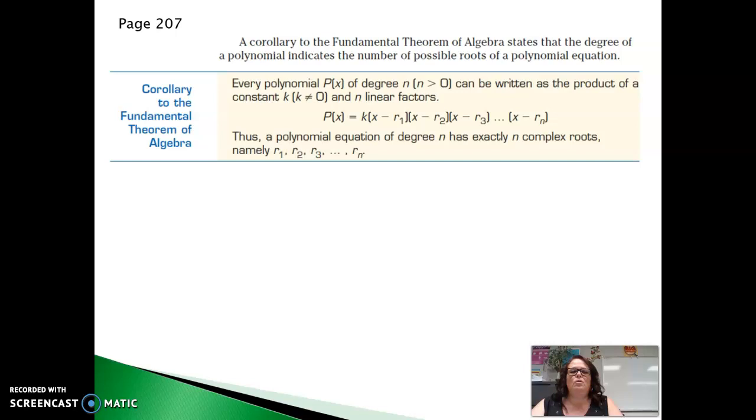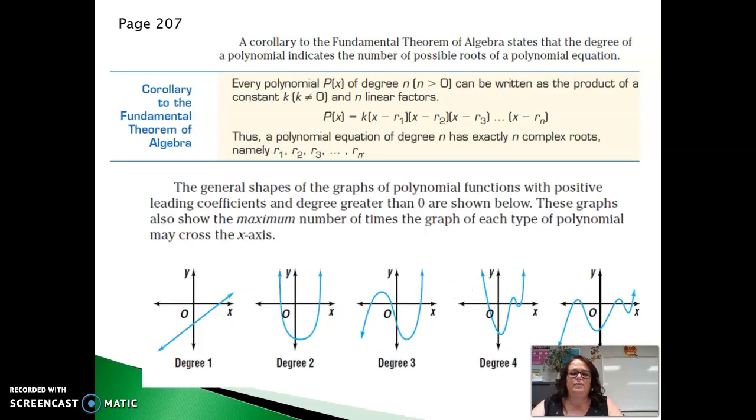All right, so here's this corollary. This is the bigger deal. And I know it looks kind of crazy in there, but what it's saying is whatever the degree of your polynomial is, that's exactly how many complex roots you have. So for example, degree of 1, I could cross at most one time. Notice it has to cross at least once unless it's a horizontal line, okay? But then that would not have an x to a positive power. That would be x to the 0.